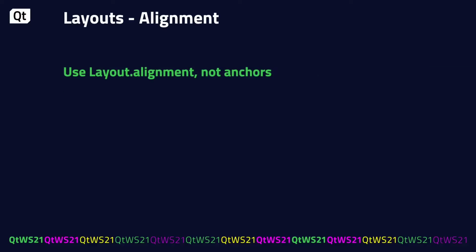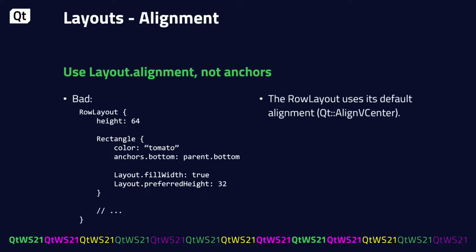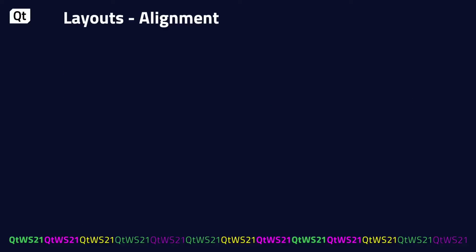Next tip is to use layout.alignment, not anchors. So for example, here we have another rectangle, but we're anchoring the bottom of the rectangle to the bottom of the row layout. What actually happens here is that the row layout will use its default alignment, which is align vertically centered, and the anchor will be ignored.